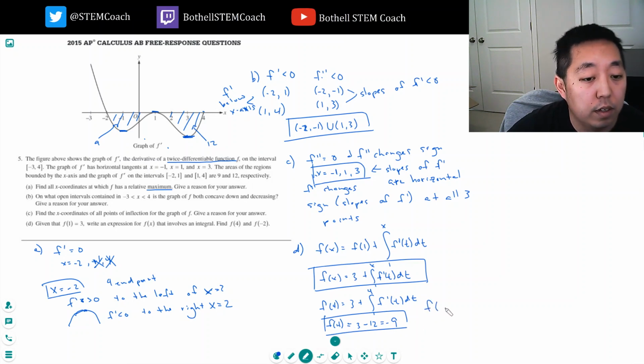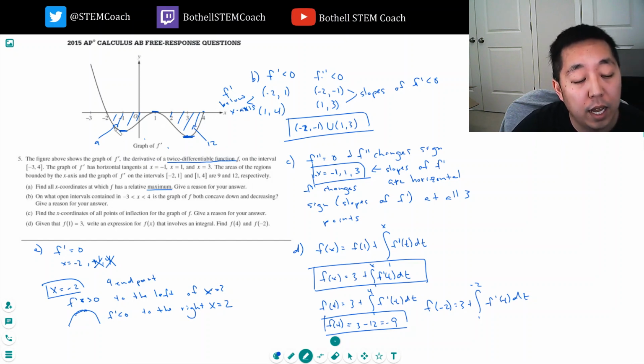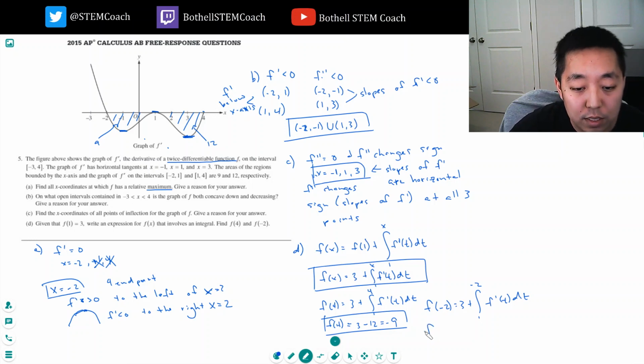Then f of negative 2 is equal to 3 plus the integral from 1 to negative 2 of f prime of t dt. When I integrate from 1 to negative 2, the area is 9. Because it's below the x-axis, it's negative 9. But because I'm going from right to left, that adds a sign. That makes it positive 9. Equals 3 plus 9, which equals 12.